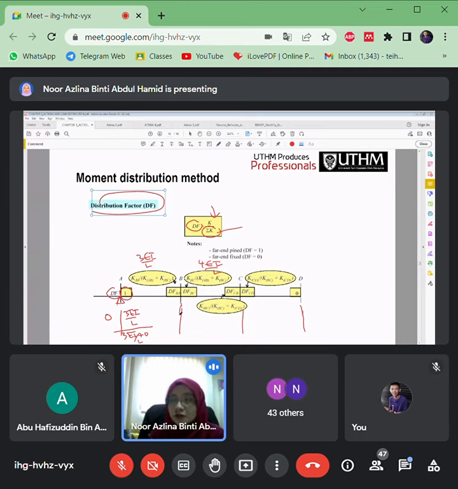While for distribution factor for BA, it is 3EI divided by L for this part, right? And then divide by its stiffness side by side, which is this side 3EI divided by L plus another side 4EI, so 4EI divided by L. So same goes for the other supports, for other points. Okay.